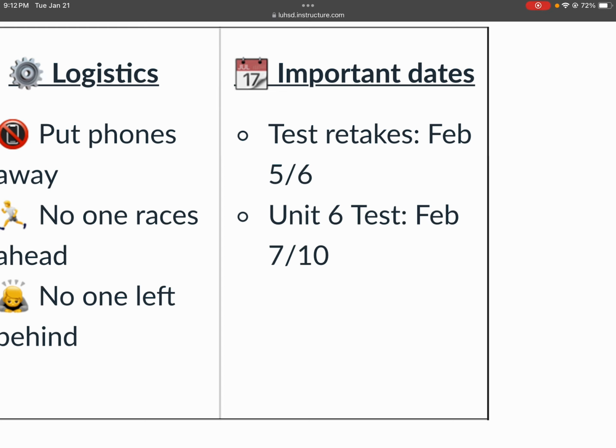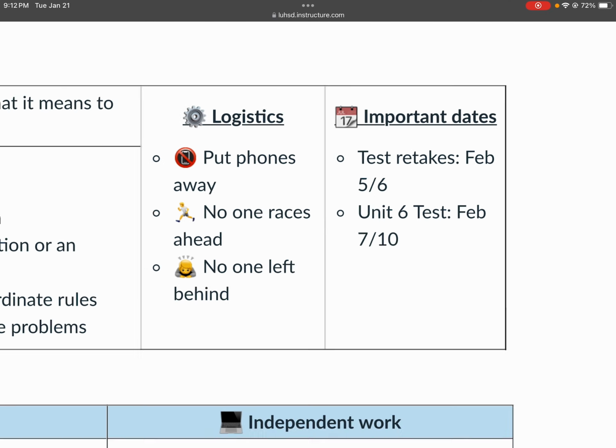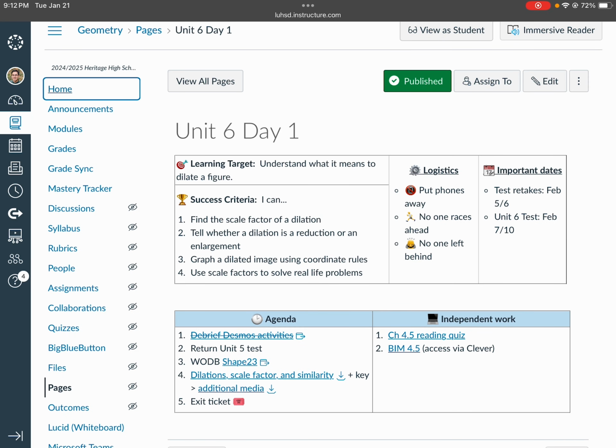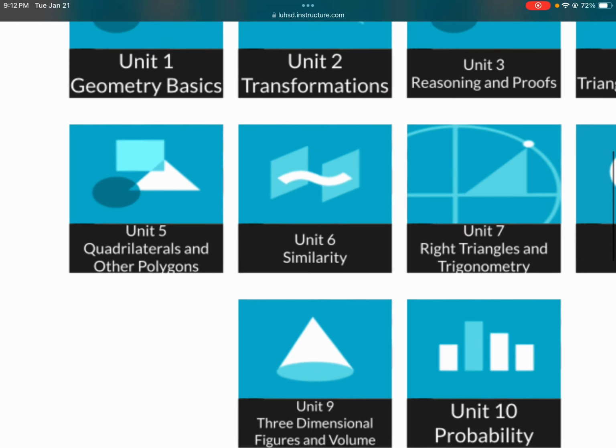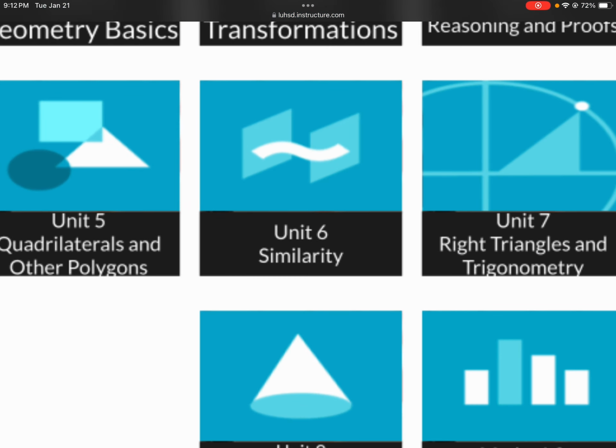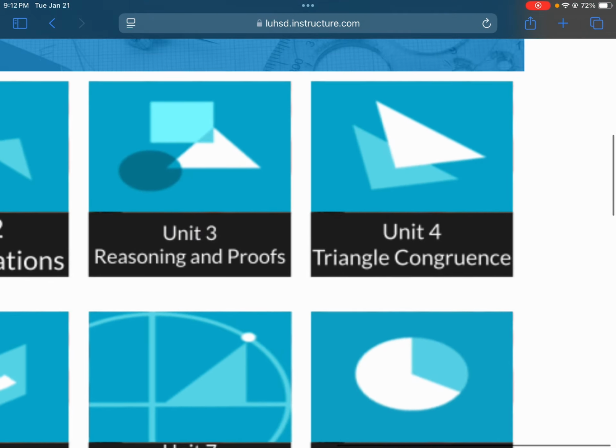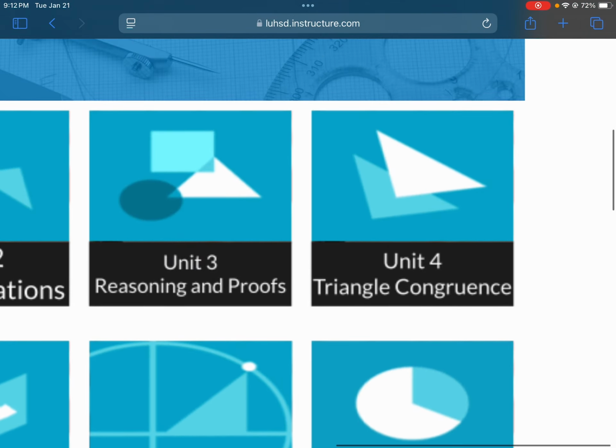So speaking of Unit 6, if we go back and look at the overview of this course, Unit 6 is about similarity. Okay? Similarity is a concept kind of like congruence, but not exactly the same thing.